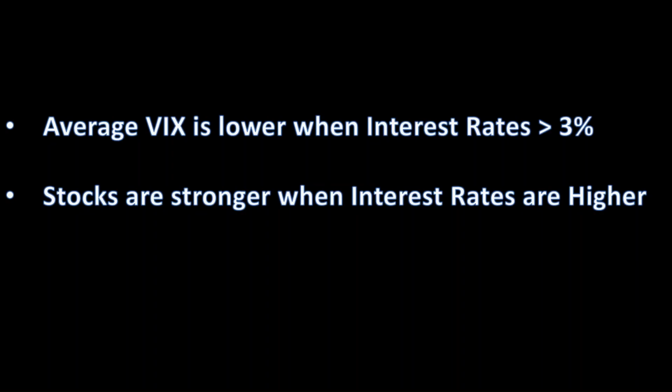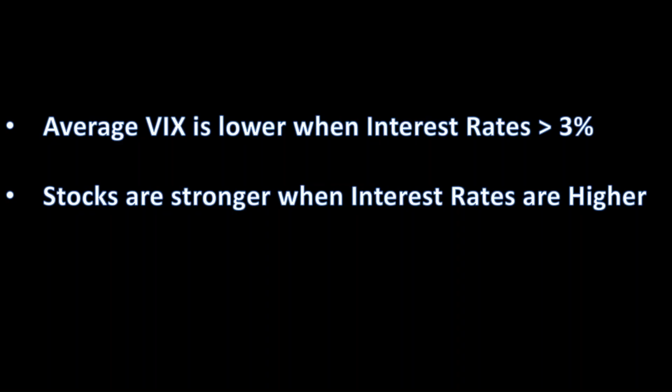Now, the average VIX, generally speaking, we took a look at the data. The average VIX is lower when interest rates are higher than 3%. We took a look at 30 years of data and said, okay, show me the average VIX when interest rates are below 3% and the average VIX when interest rates are above 3%. Generally speaking, again, the VIX tends to be lower when interest rates are higher. That makes sense.